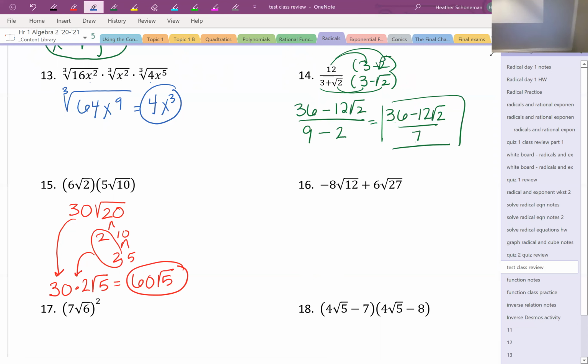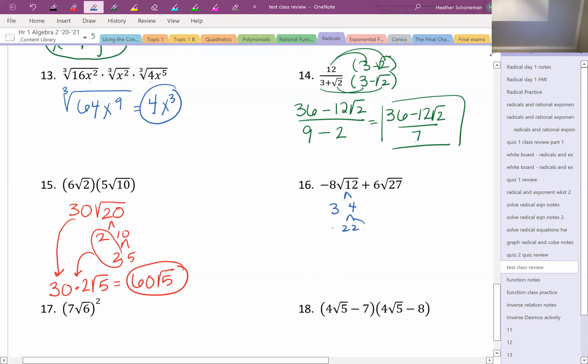Number 16, we're not multiplying. When you multiply, you can multiply anything you want. When you're adding and subtracting, you can only add and subtract if you have the same number under the radical. So that means since we don't have the same number under the radical, we're going to have to simplify. So 12 is going to be 3 and 4 and 2 and 2. So the negative 8, it's going to come out. The 2, it's going to come out. And then this 3 is left over.